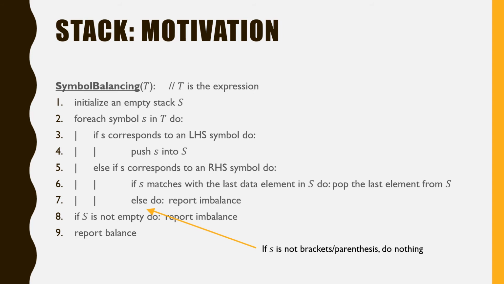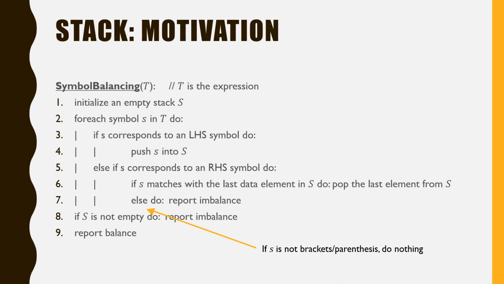Possible reasons for failed matching contain the matching of different types of symbols, such as matching a right parenthesis with the left bracket, or there exists no left-hand side symbol in the stack for us to match. The algorithm handles the right-left matching in lines 5 through 7.